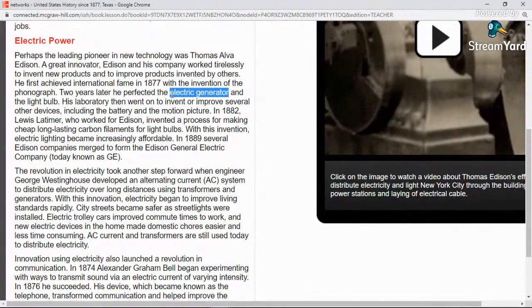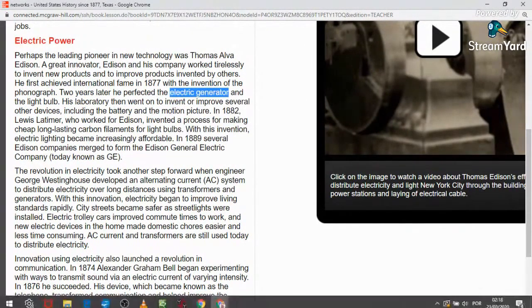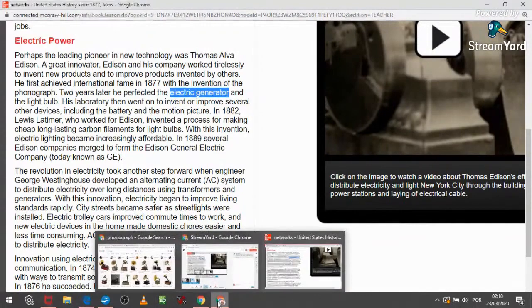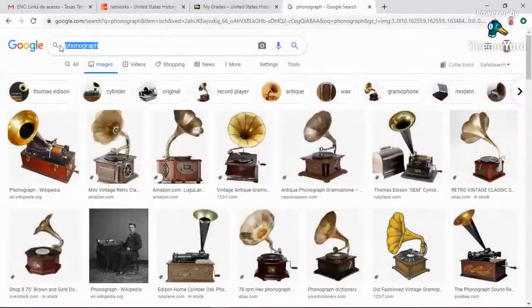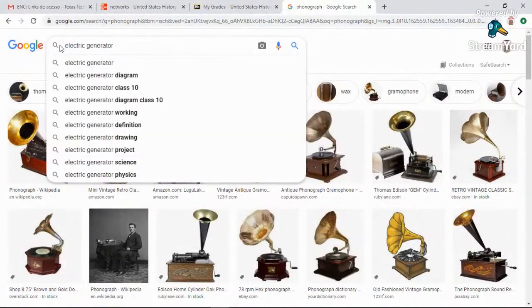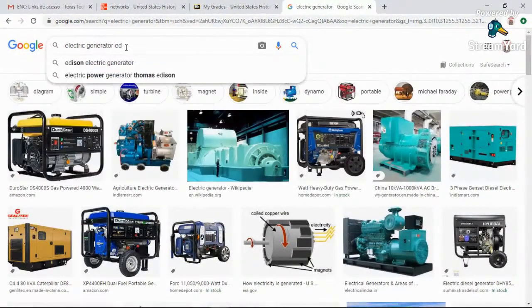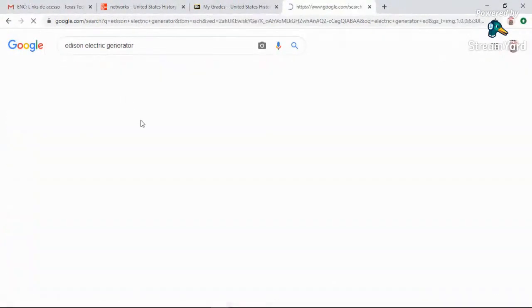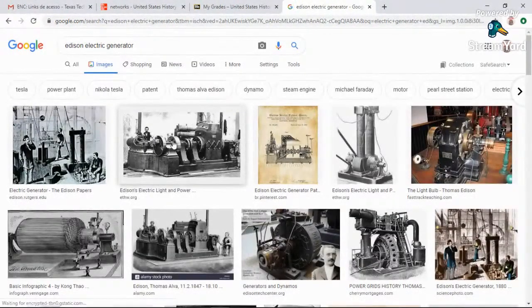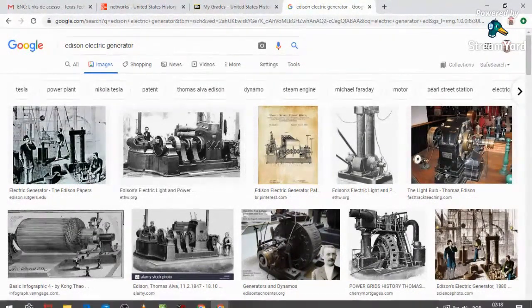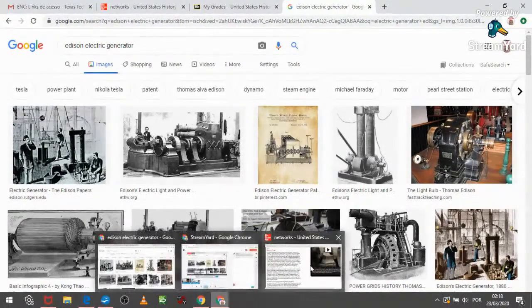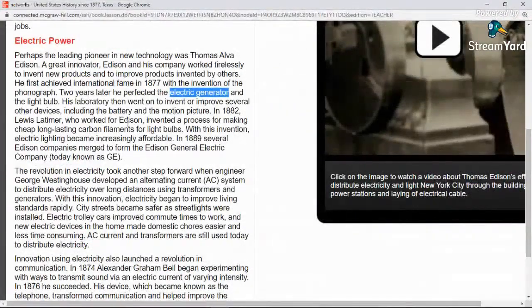So remember, in that question, you can answer any way that you want. You can pick what you think was the invention that had the most impact. So this is an electric generator from now. But let's look at the Edison electric generator. Wow. Okay, so what does an electric generator do? It generates power. Okay, it allows for there to be power.